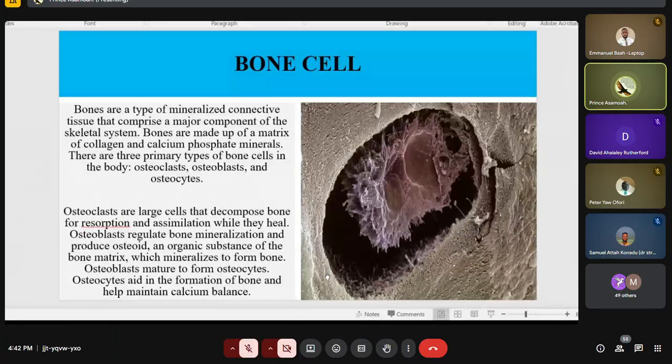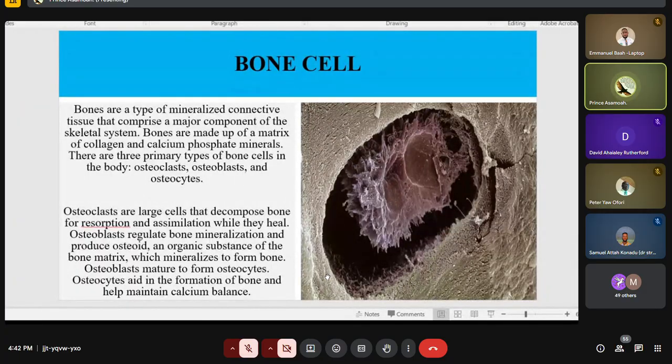We have bone cells. The bone cells, we know that they are mineralized connective tissue, and they comprise a major component of the skeletal system. You know, the skeletal system is purely bones and a few cartilages. So the skeletal system, the bony aspect, is coming from these cells.